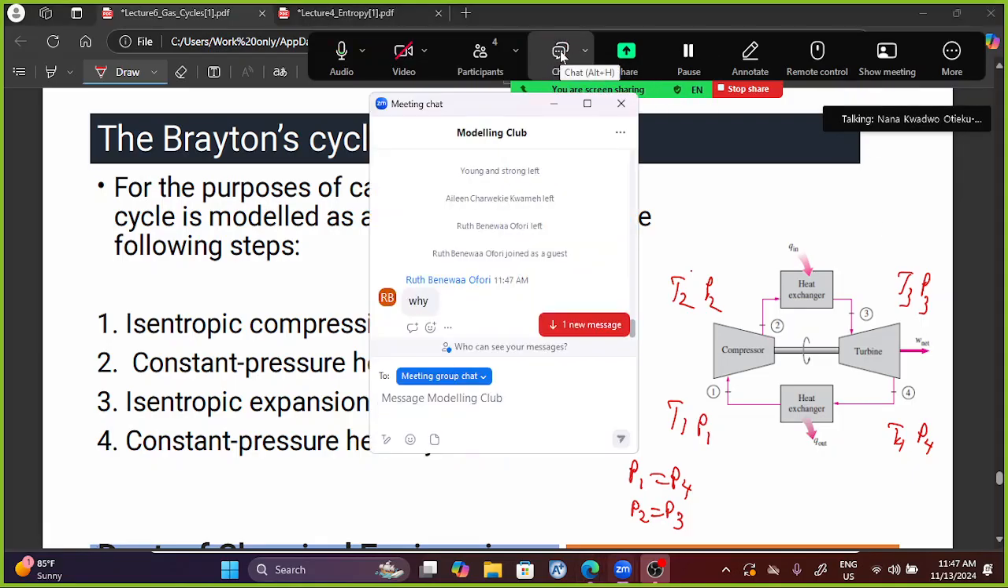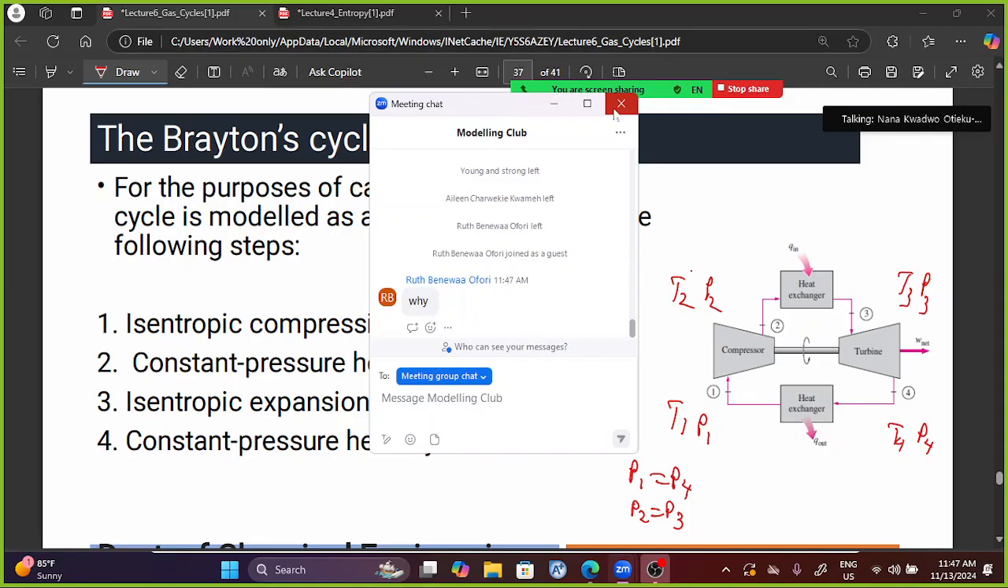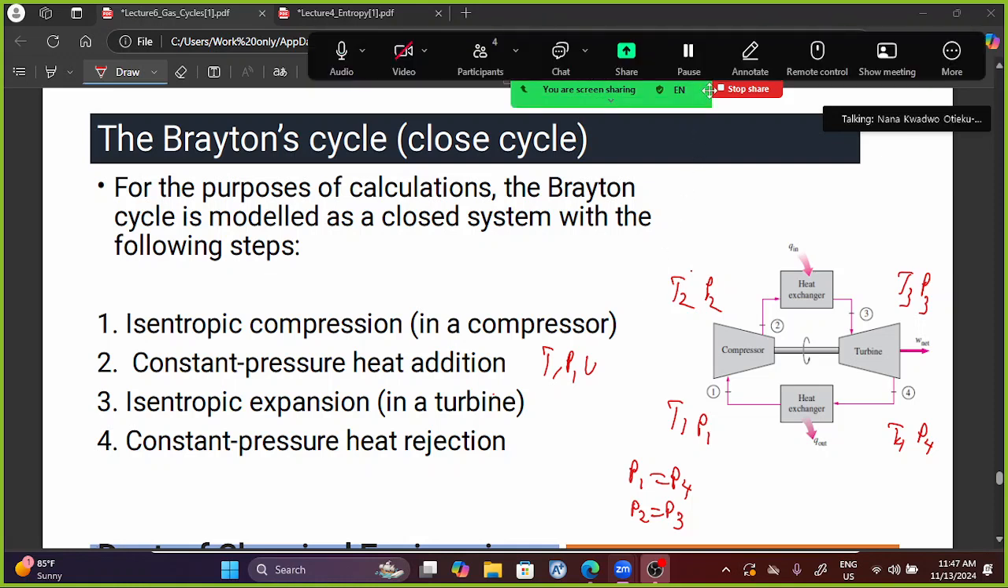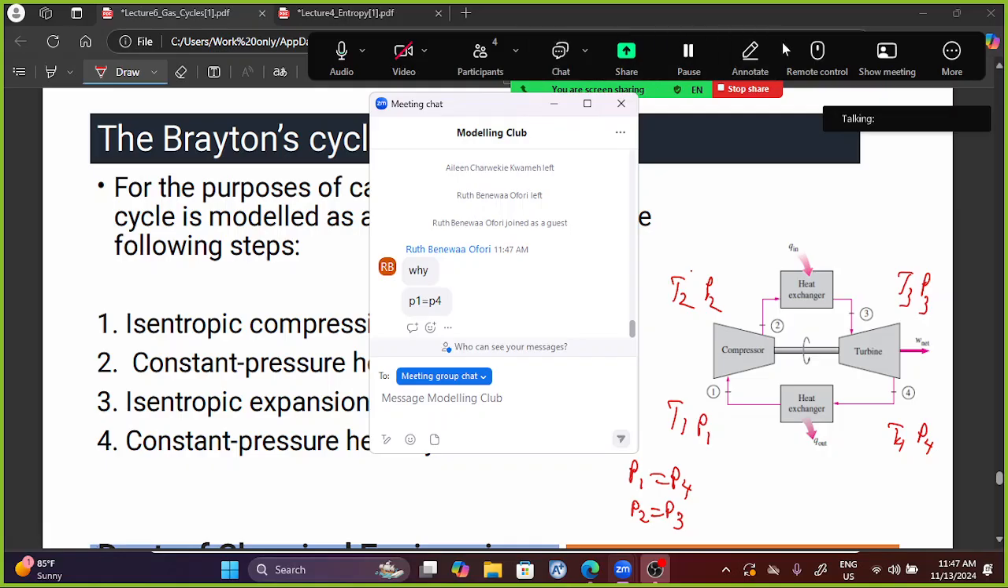So we can use the isentropic relations for our T, our P, and our V at those points as well. I think there's a question. Someone is asking why. Please, why to? What's in particular? Is it why the pressure isn't dropping? Or you can unmute and ask the question. Why P1 is equal to P4?